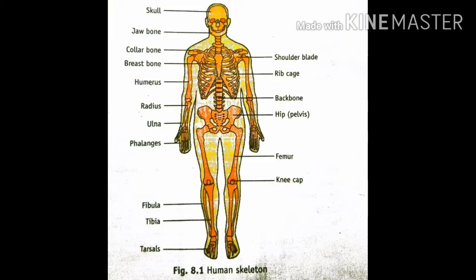First, we'll see about the human skeletal system. What is a skeleton? Have you ever touched your arm? Touch it. What do you feel? Do you feel a hard substance in it? Yes. Our body is made up of a very hard substance called bone. You are able to stand and move just because of these bones.